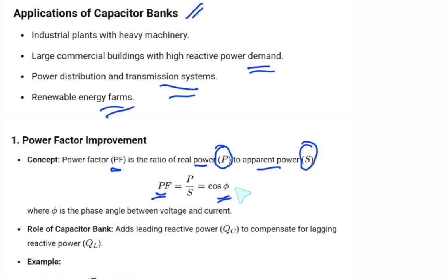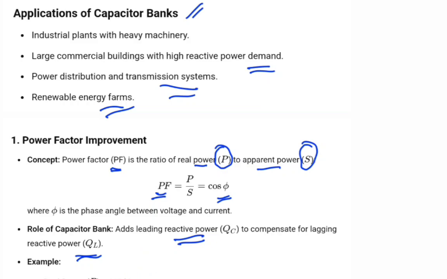Where is the cos phi? Phi is the phase angle between voltage and current. Earlier I discussed, right? In the role of capacitor's bank and leading power factors, QC stands for lagging reactive power in the load.